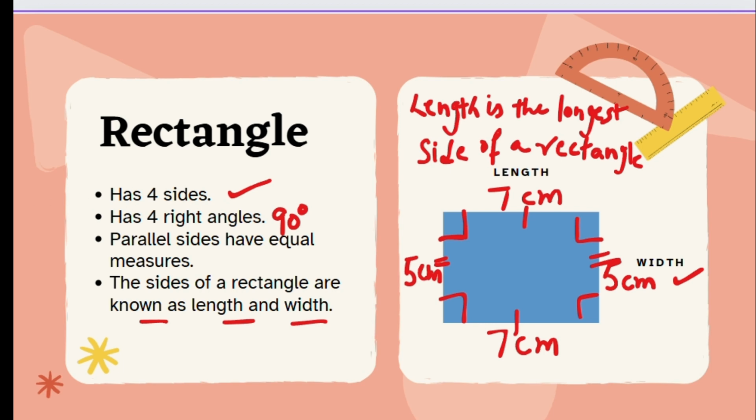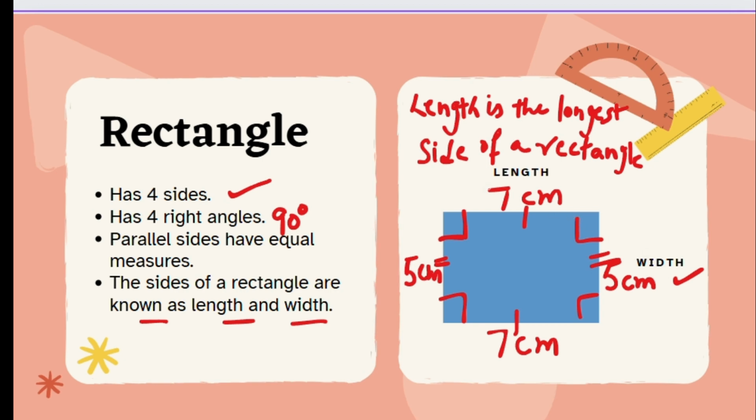It has four sides, 1, 2, 3 and 4. It has four right angles, 1, 2, 3 and 4. Parallel sides have equal measures. What are parallel sides? Opposite sides. For example, this side is opposite to this side, so they have equal measures. If this is 7 centimeters, this side will also be 7 centimeters. If this side is 5 centimeters, then this side is also 5 centimeters.